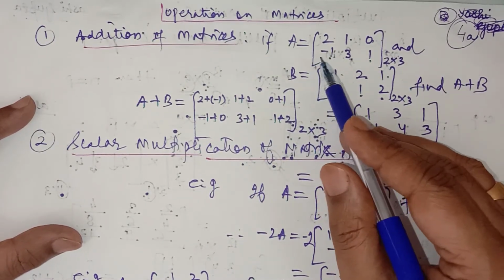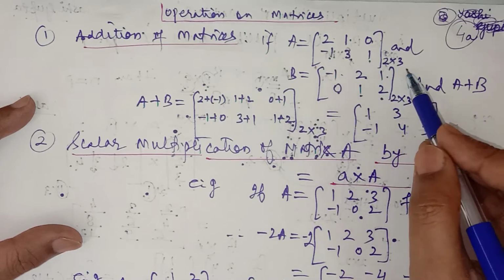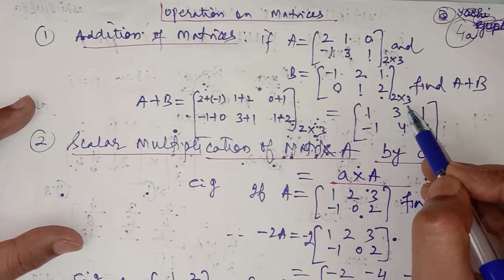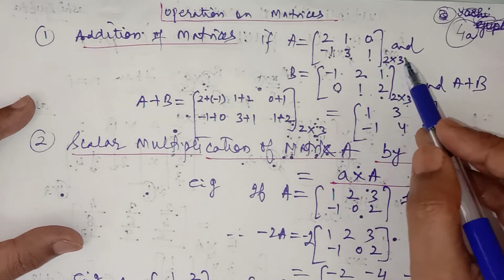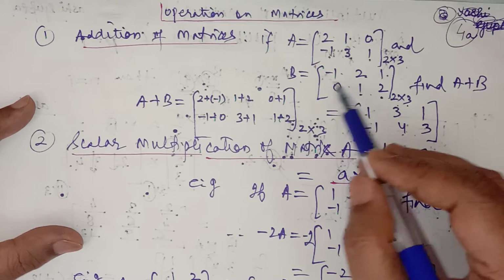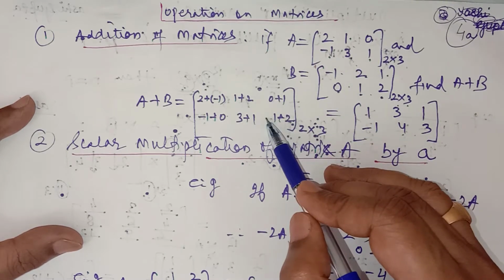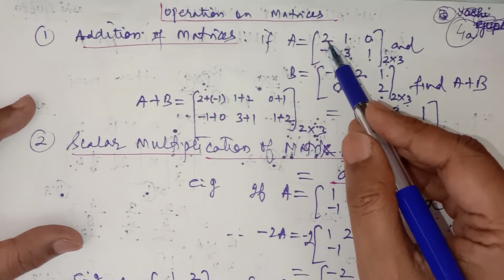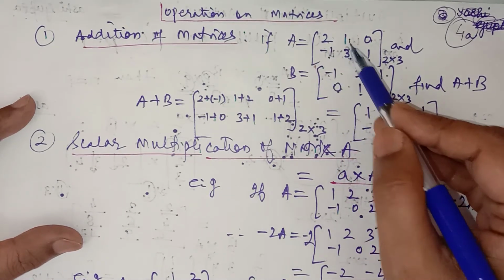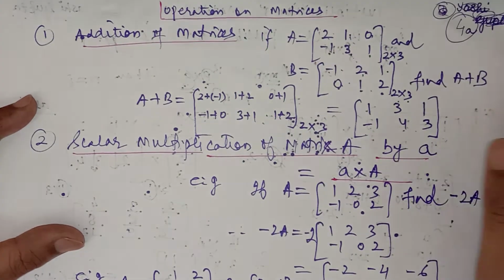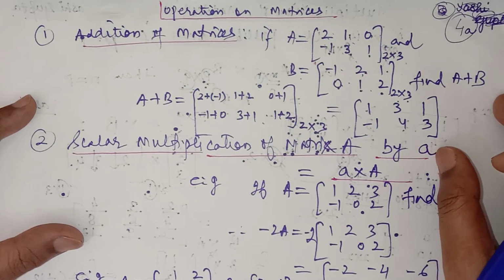Suppose we have this matrix A whose order is 2 by 3, and there's another matrix B whose order is 2 by 3. Now we can add these two because the order of these 2 matrices is same. How can we add? When the matrices are of same order and we are adding them, then we have to add the corresponding elements. Corresponding elements means we have to add A11 with B11, A12 with B12, and so on. It is simple, and similarly you can subtract.